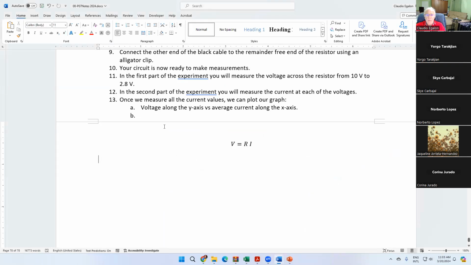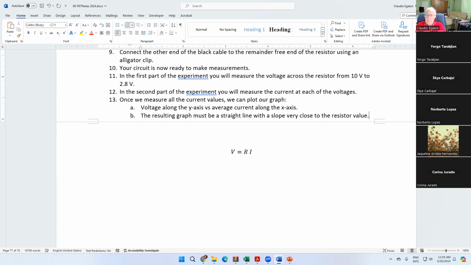Okay, once you measure, you can plot your graph with voltage along the y-axis and current along the x-axis. The resulting graph must be a straight line with a slope very close to the resistor value.